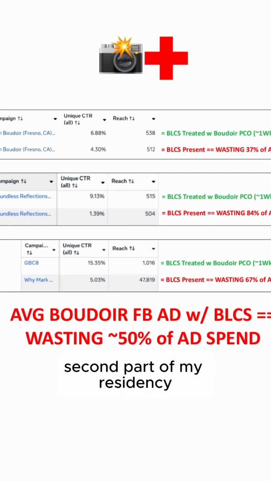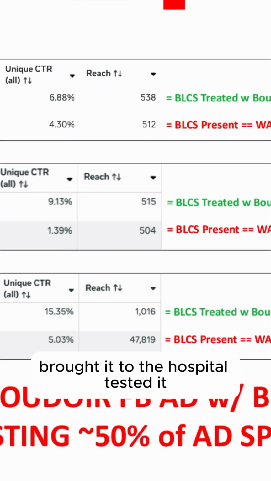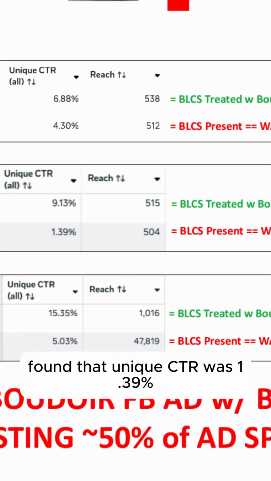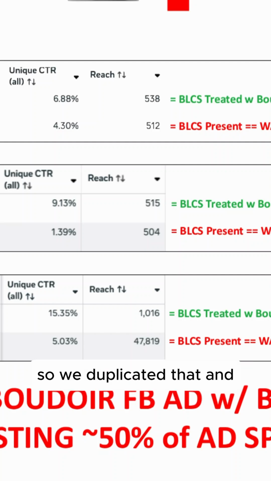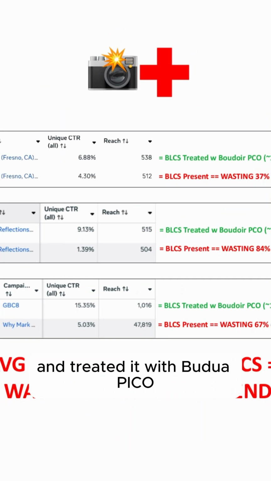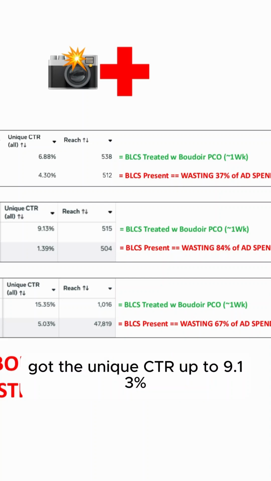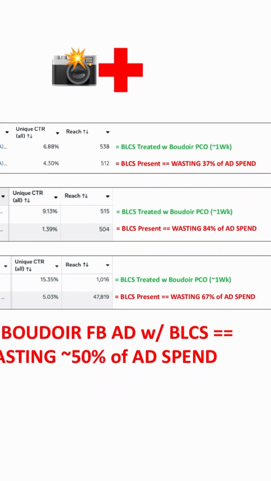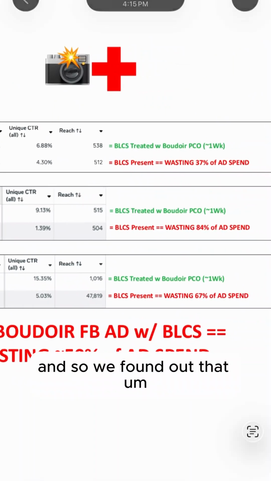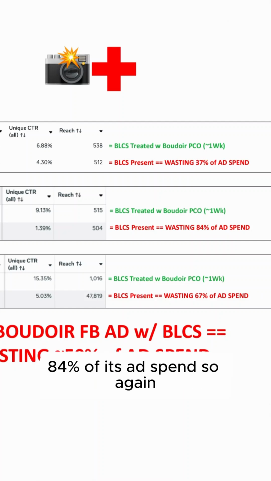Second part of my residency was finding a second ad to do that with. So found another one out there, brought it to the hospital, tested it, found its unique CTR was 1.39%. So we knew that BLCS is present. So we duplicated that and treated it with Boudoir PCO, got the unique CTR up to 9.13%. Insanely good. And so we found out that the original Boudoir Facebook ad was wasting 84% of its ad spend.